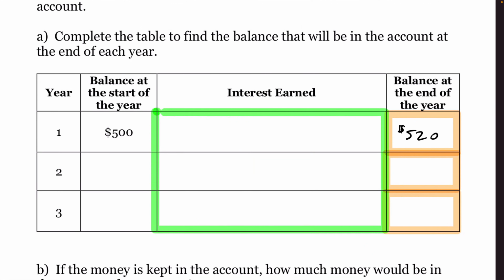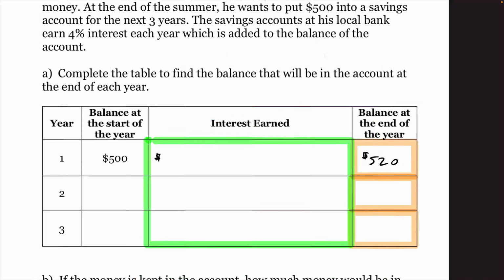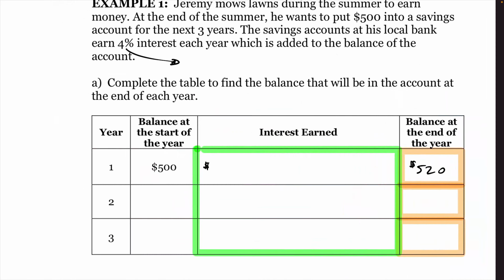How do we get 520? What's the process to get 520? What did we do first? 4% interest, I made it 0.04. Good. Definitely important, right? 4% interest means 0.04. We have to move the decimal or divide it by 100.